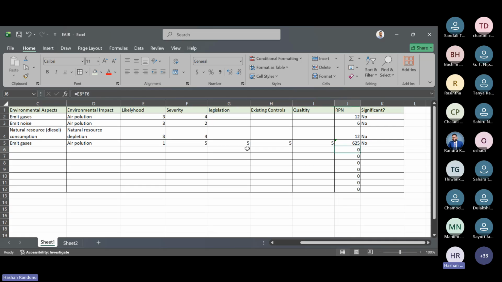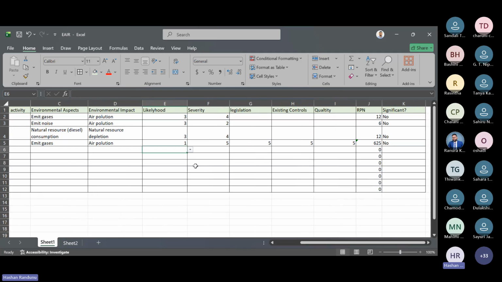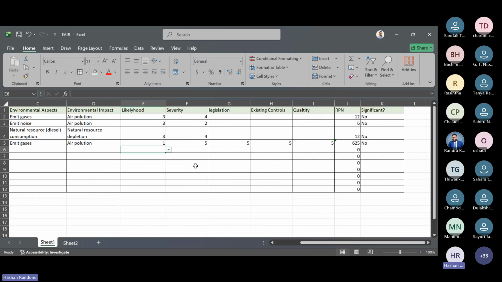But the maximum would be, I think, 3,125. Then you can define a level for significant environmental aspects, right? So you should define proper criteria to identify significant environmental aspects. Only then can you identify proper significant environmental aspects.